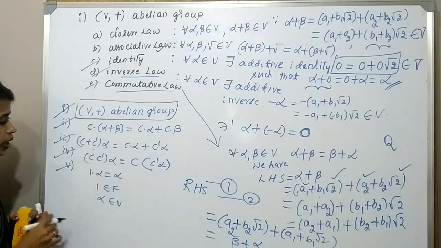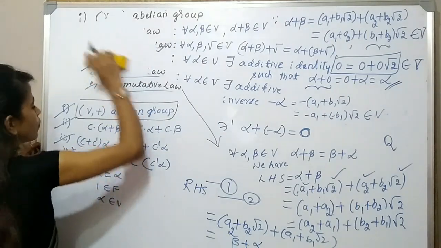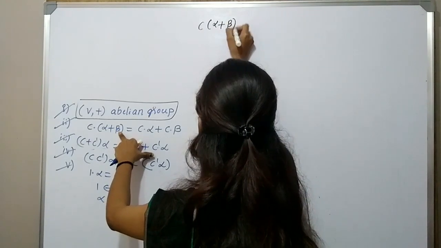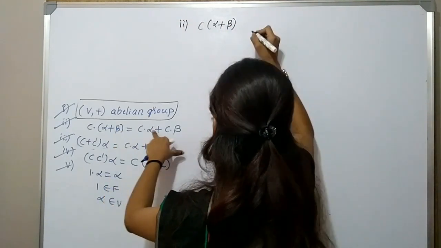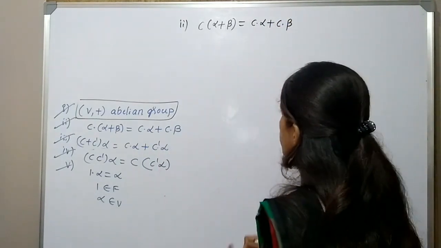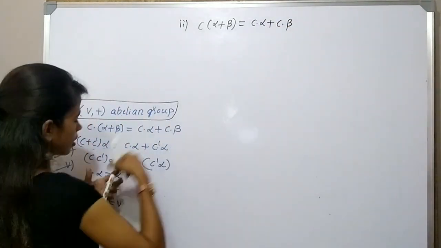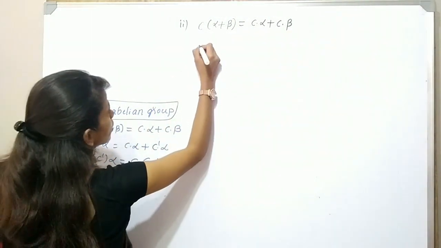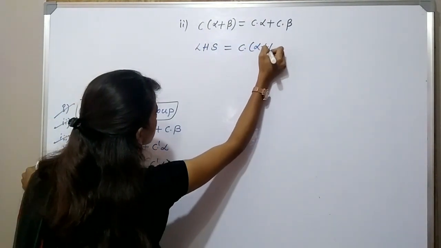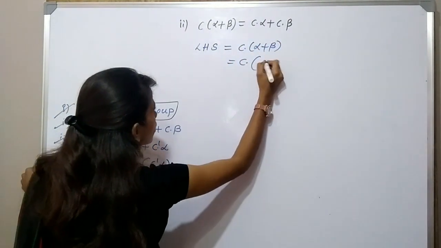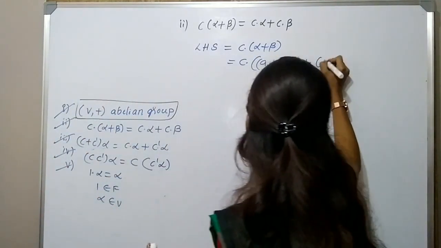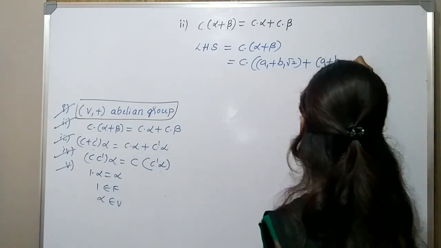So these 4 conditions. First, I start with c into alpha plus beta, which is equal to c dot alpha plus c dot beta. This is the second condition. Now, for the second condition, consider LHS. LHS is equal to c dot alpha plus beta. So c dot, what is alpha? a1 plus b1 root 2. Plus what is beta? a2 plus b2 root 2.